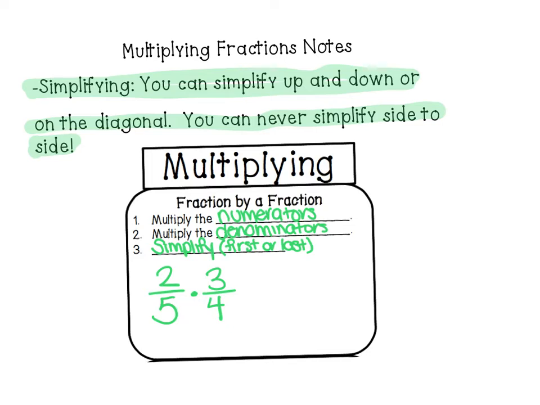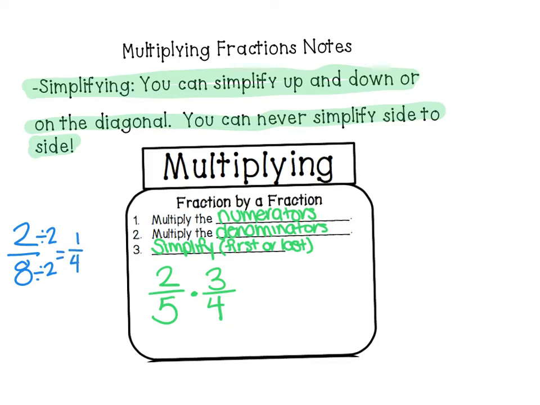Okay, so before we solve this problem, I want to go back to this phrase about simplifying. What do I mean by you can simplify up or down or on the diagonal? Simplifying up and down is simply what you know as simplifying right now. So if I have the fraction 2/8, I know that 2 and 8 are both divisible by 2, so I'm going to divide both those by 2 to turn that into 1/4.